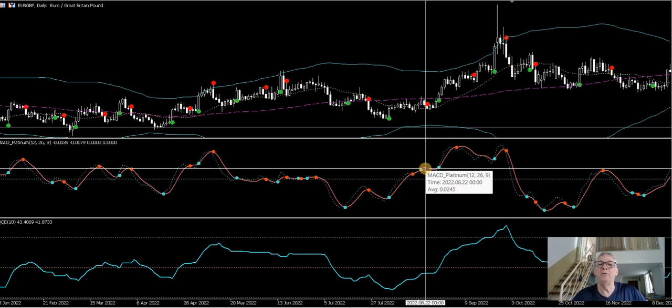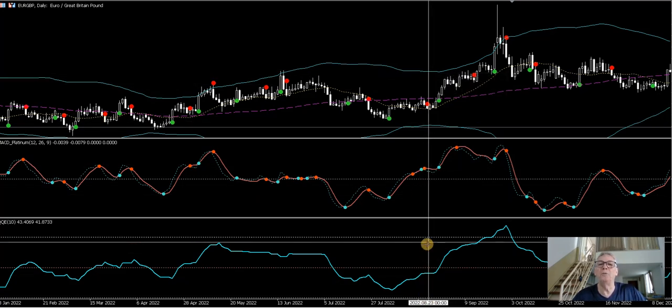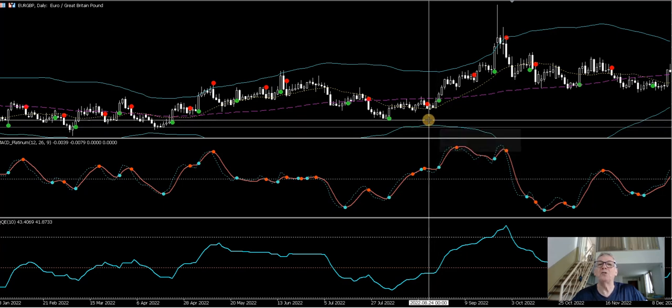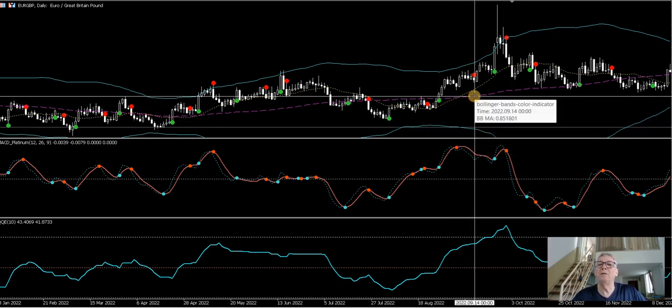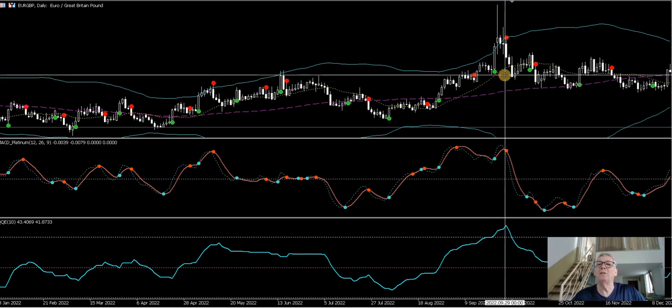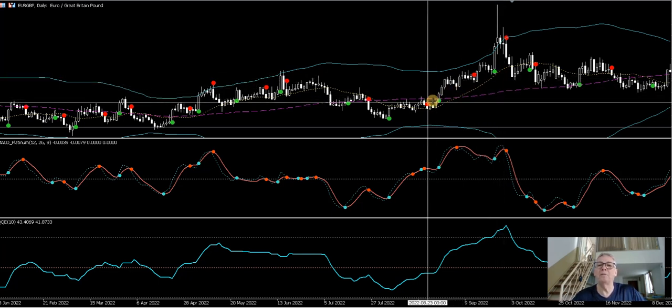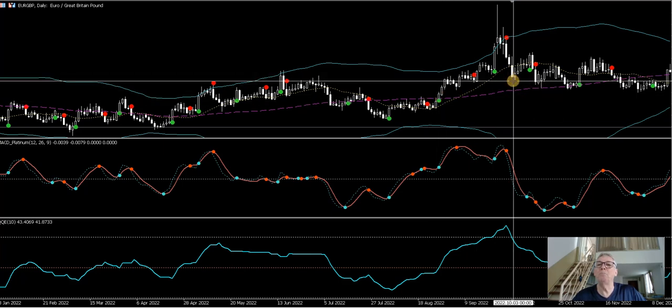MACD Platinum is above the zero level. There's nothing happening with the Bollinger Band setup or the QQE Advanced, so we're just in a sell mode. Second sell, MACD Platinum still above the zero level, nothing happening. Now we touch the Bollinger Band again. Take a third sell on that. So 1, 2, 3.